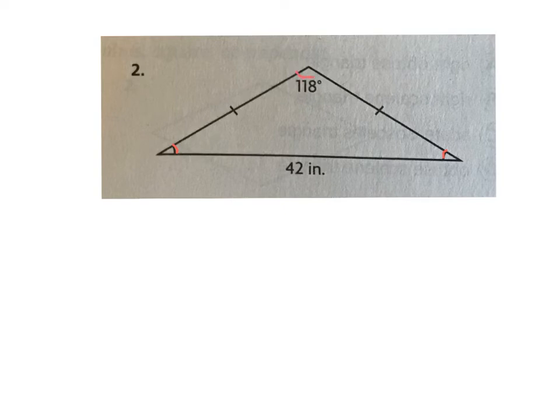And then you see this third angle is larger than 90. So do you remember what that one is? That's an obtuse. So this is an obtuse triangle.